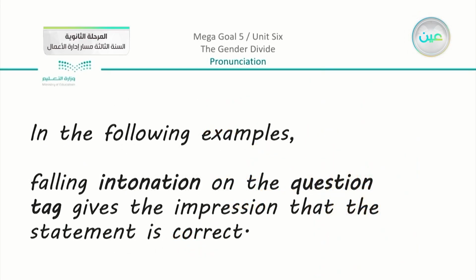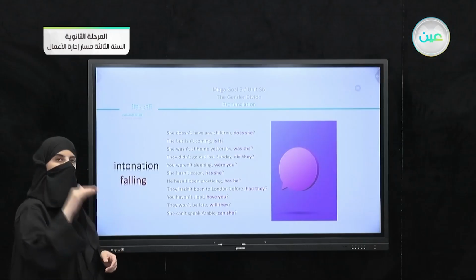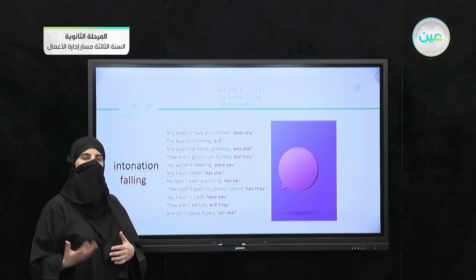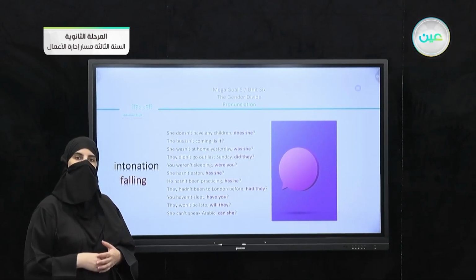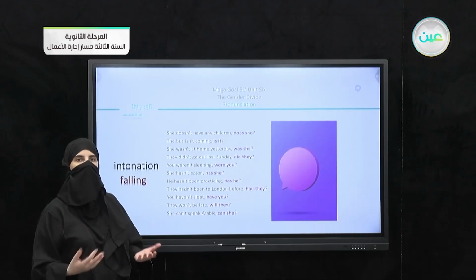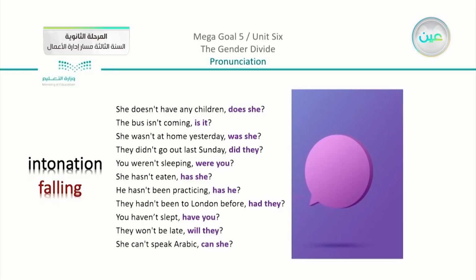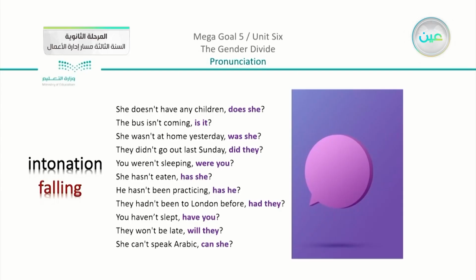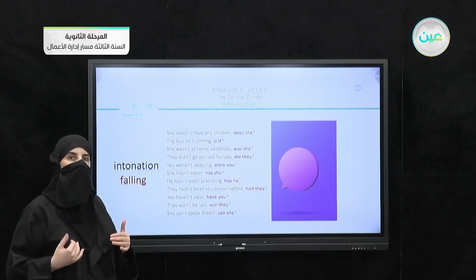In the following examples, falling intonation on the question tag gives the impression that the statement is correct. So when I have a falling intonation, I am actually sure of the answer, but I'm just going to make sure that my answer is correct. So it's like just making sure of a part that I am already familiar with. She doesn't have any children, does she? The bus isn't coming, is it? Sorry. Here we have, she wasn't at home yesterday, was she? So just focus on the tone.